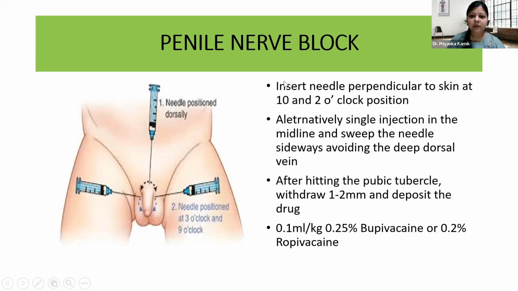First is your blind method. Here we insert the needle perpendicular at the 10 o'clock and 2 o'clock positions at the pubic tubercles, or we can give it through a single injection at the midline and sweep the needle sideways, but we have to avoid the deep dorsal vein. After hitting the pubic tubercles, you withdraw the needle by 1 to 2 millimeters and deposit the drug there. As little as 0.1 ml per kg of 0.25% bupivacaine or ropivacaine can suffice.